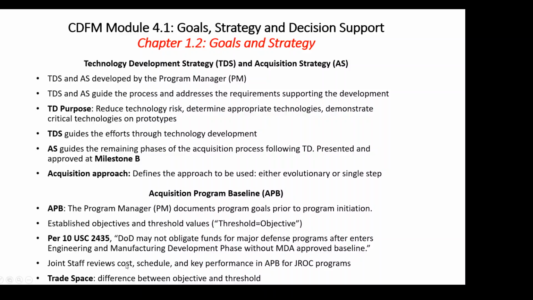Joint staff reviews cost, schedule, and key performance in the acquisition program baseline for Joint Requirements Oversight Council programs. So you just mean those at the DoD level, you've got to review cost. So you look at cost risk, because if they say, hey, I estimate 1 million and now it's costing me 5 million, we've got a problem. Schedule, if the work is supposed to be done by February and now we're in May, we've got a problem. And key performance, if it's supposed to do A, B, and C and it's only doing A and B, then we have a performance issue. And then trade space is the difference between the objective and the threshold.